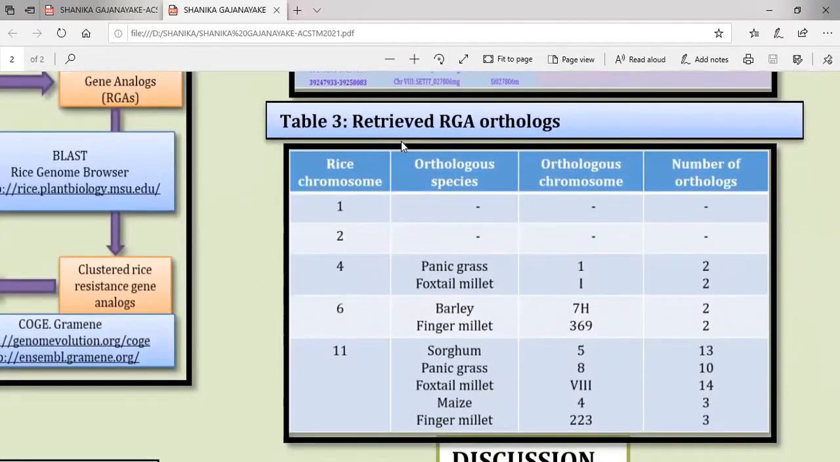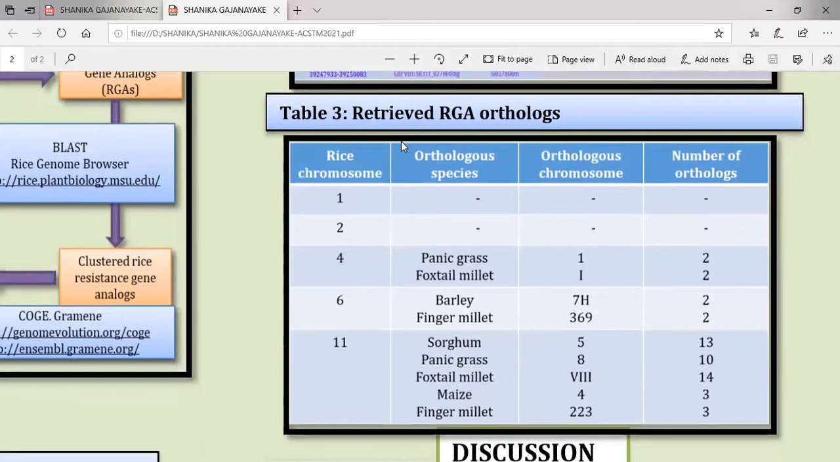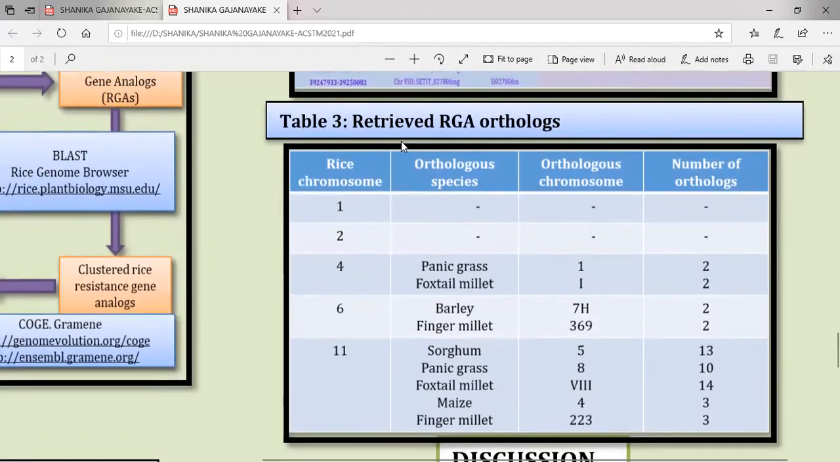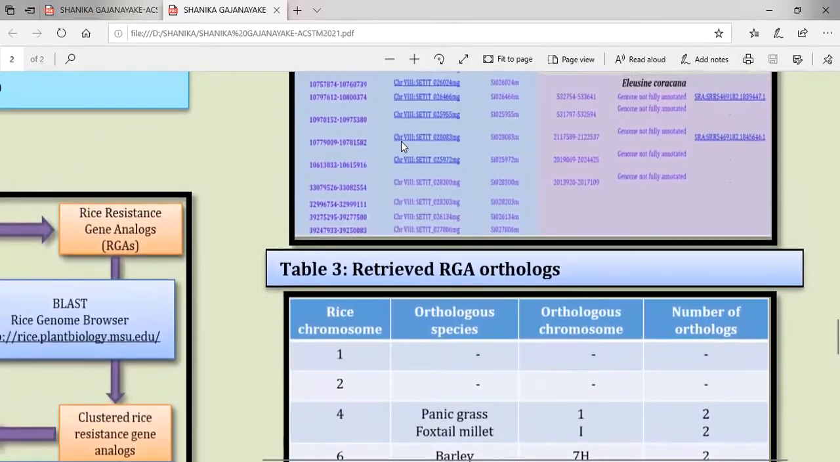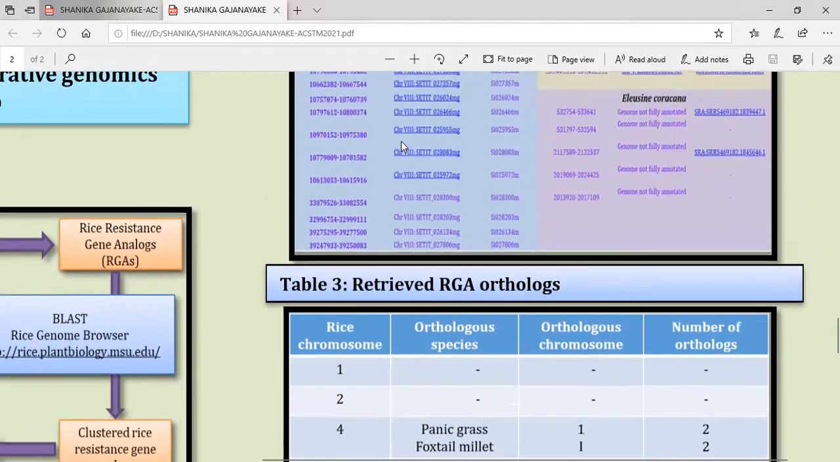Some of the species, teff and wheat, did not retrieve any orthologous RGA clusters. Foxtail millet had RGA clusters syntenic to rice RGA clusters in both chromosome 4 and chromosome 11. Transcriptomic evidence was retrieved for almost all the orthologous RGAs, which confirms the expression of the retrieved RGA orthologs, and Table 2 contains the resulting transcriptomic accession numbers for the orthologous R genes as well.